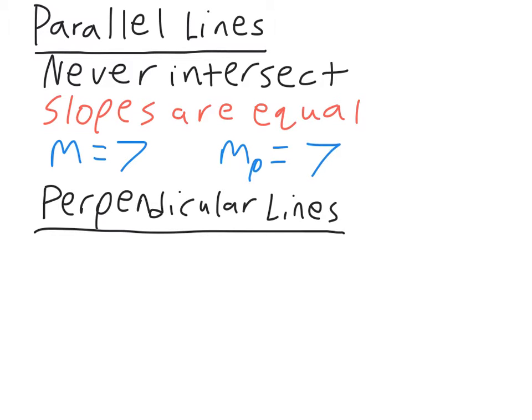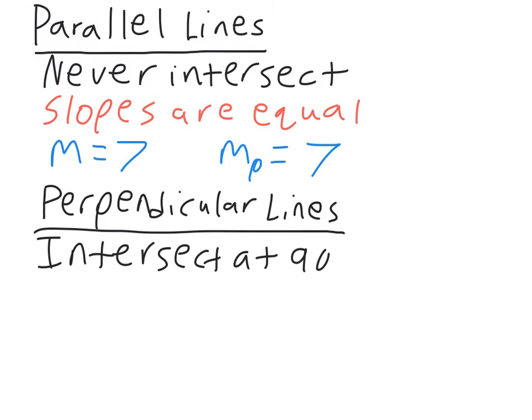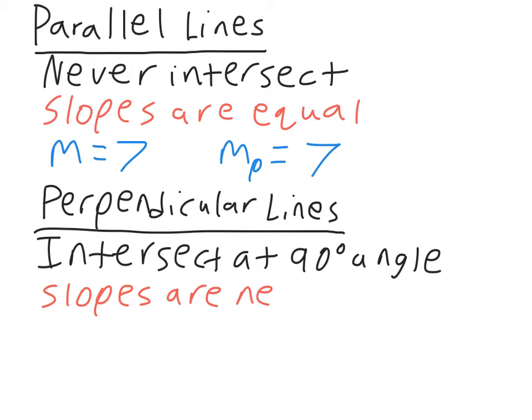Perpendicular lines are a little bit more confusing. Perpendicular lines intersect, but they intersect at a 90-degree angle, also known as a right angle. Their slopes are the negative reciprocal of each other.